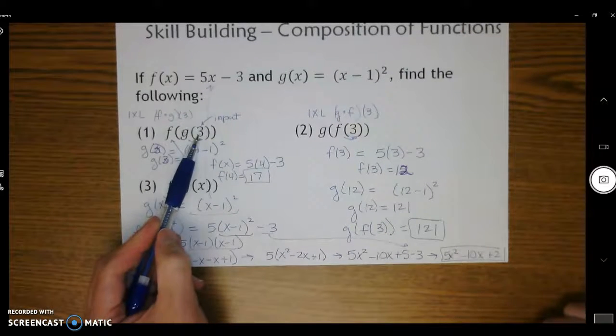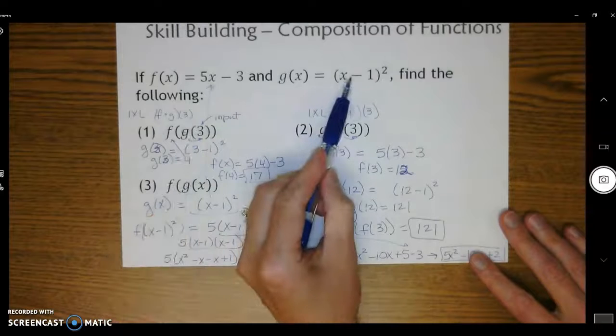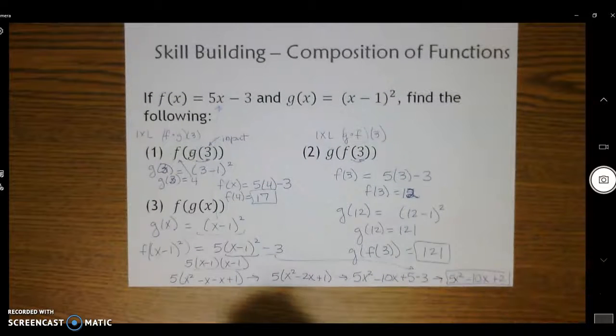So just taking the number, plugging it into the inner one first, taking that answer, plugging it in the other one. That's composition of functions.